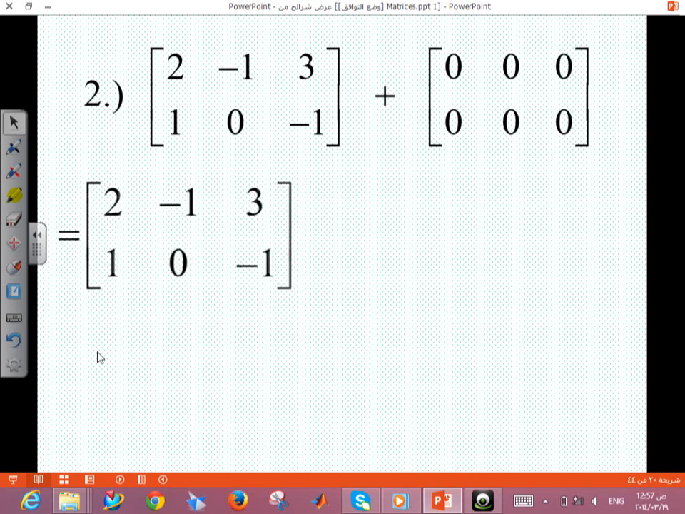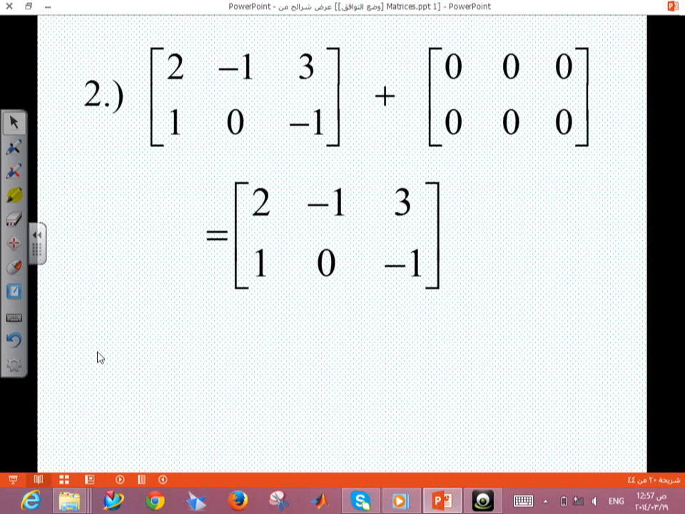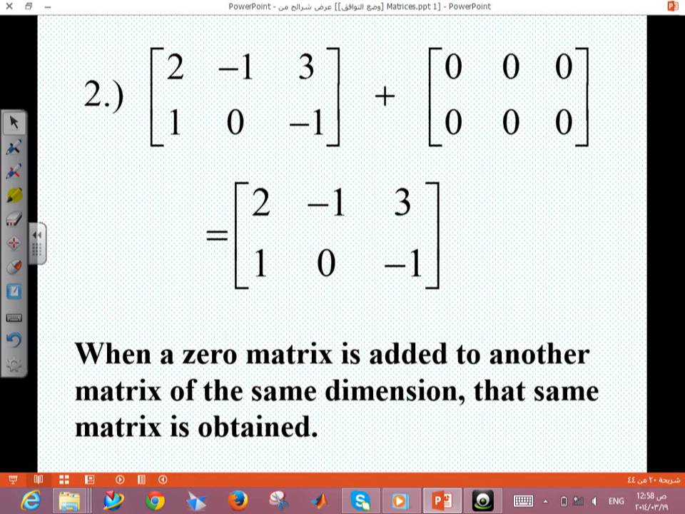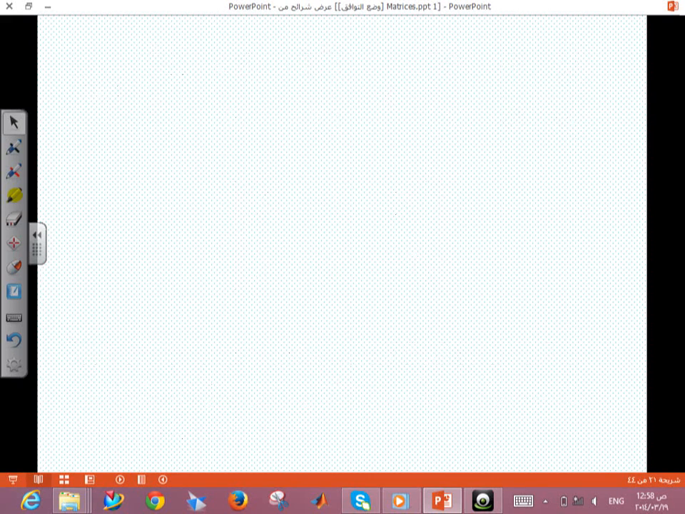Another example: add a matrix with the zero matrix, then the result will be the same matrix. 2, negative 1, 3, 1, negative 1. So when the zero matrix is added to another matrix of the same dimension, that same matrix is obtained.